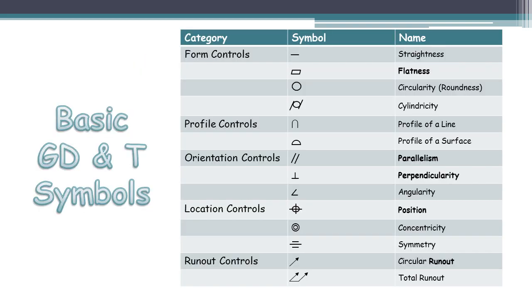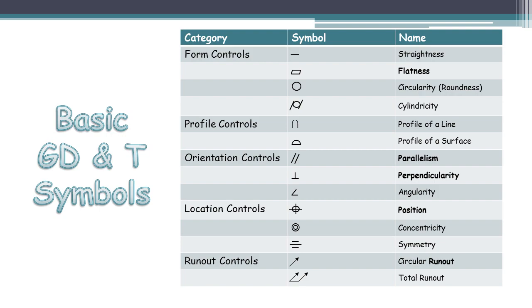Now we'll see the basic GD&T symbols. Here the symbols are grouped by what they control: form control, profile control, orientation control, location control and runout control. Let's see one by one. Form control means how a single feature shapes itself. Here the form controls are straightness, flatness, circularity and cylindricity. All these four don't take references. They are independent checks.